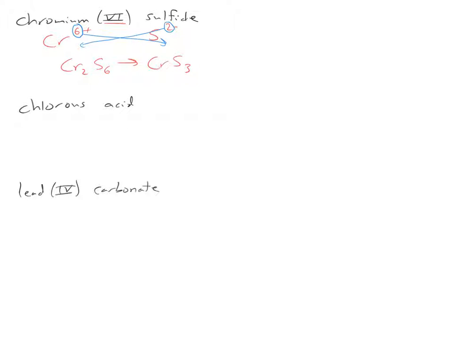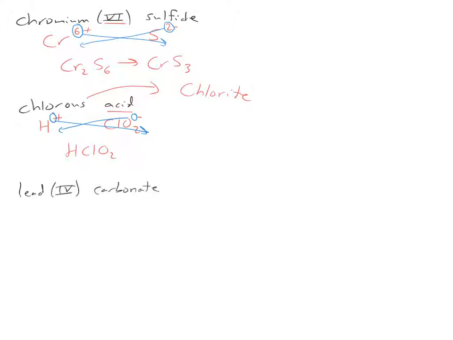Chlorous acid. Acid tells us H+. Chlorous tells us we have the ion chlorite. Chlorite is ClO2- from our polyatomic ion table. Again, we cross our charges, the assumed one in front of the plus, the assumed one in front of the minus. Those get crossed, and we end up with HClO2.